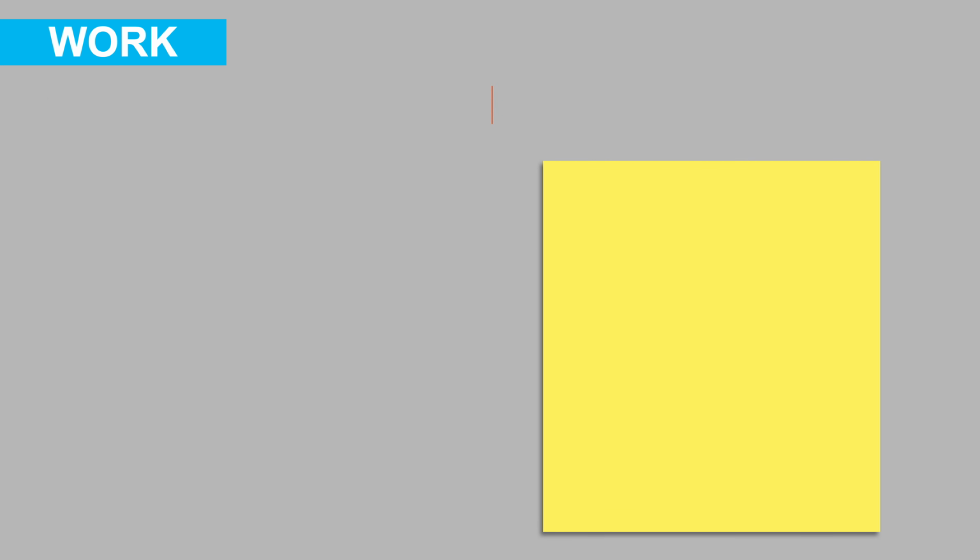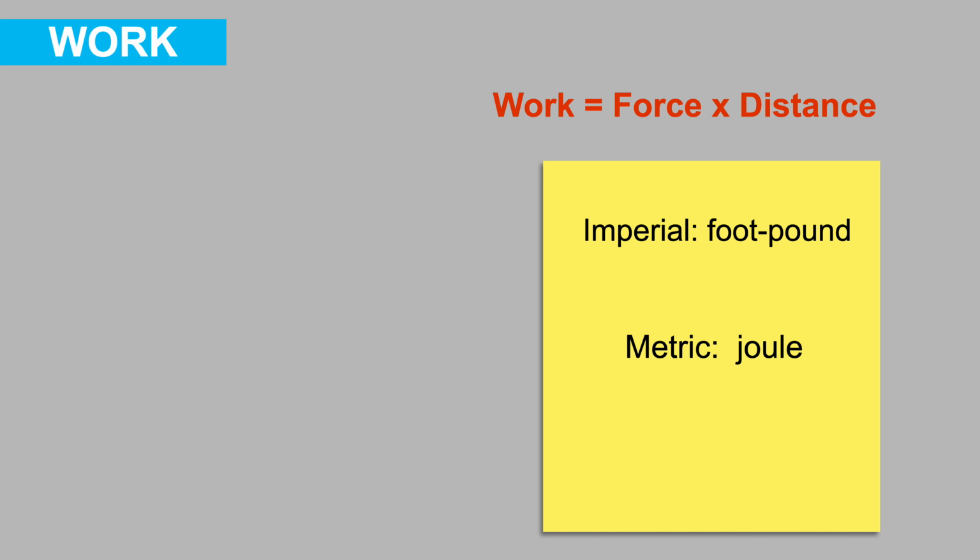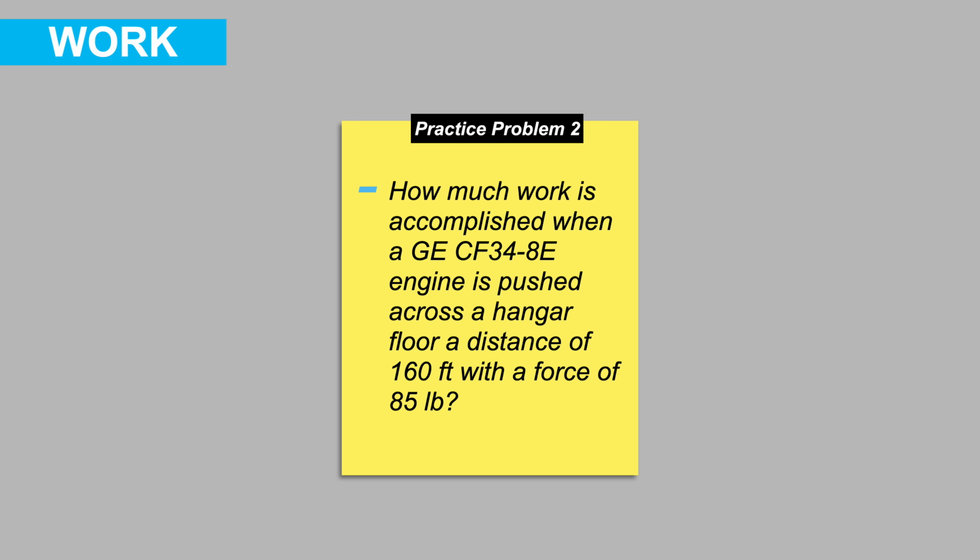So, in mathematical terms, work is defined as force times distance or displacement, which is force applied over an X amount of distance. Work is measured in terms such as foot-pound and joule. This means that the amount of work done is directly proportional to the force applied and the distance the object moves. We can demonstrate this through two simple examples. First example, how much work is accomplished when a GE CF34-8E engine weighing 2,600 pounds is pushed across a hangar floor, a distance of 160 feet, with a force of 85 pounds?